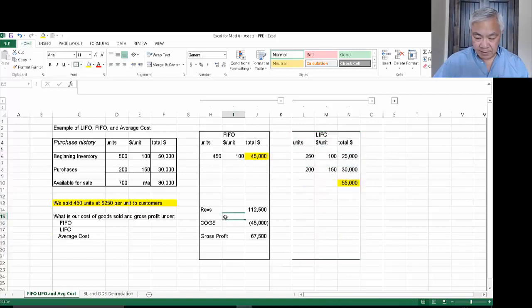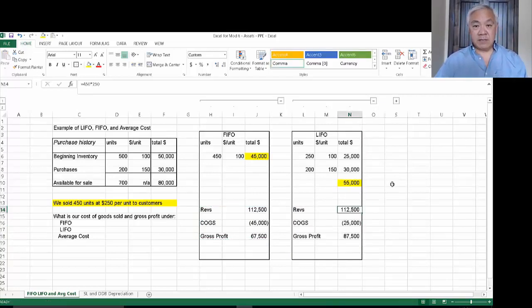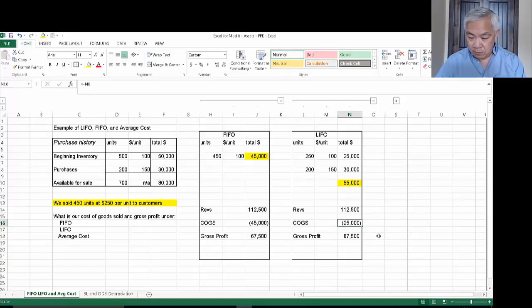Let's also do the same thing on revenues. The revenues, it's still the same price. We still sold them for $250 each to a customer. And our cost of goods sold now will be this number. And so we have a lower gross profit. Again, lower gross profit occurs because our cost of goods sold is higher, which drives down our profit.